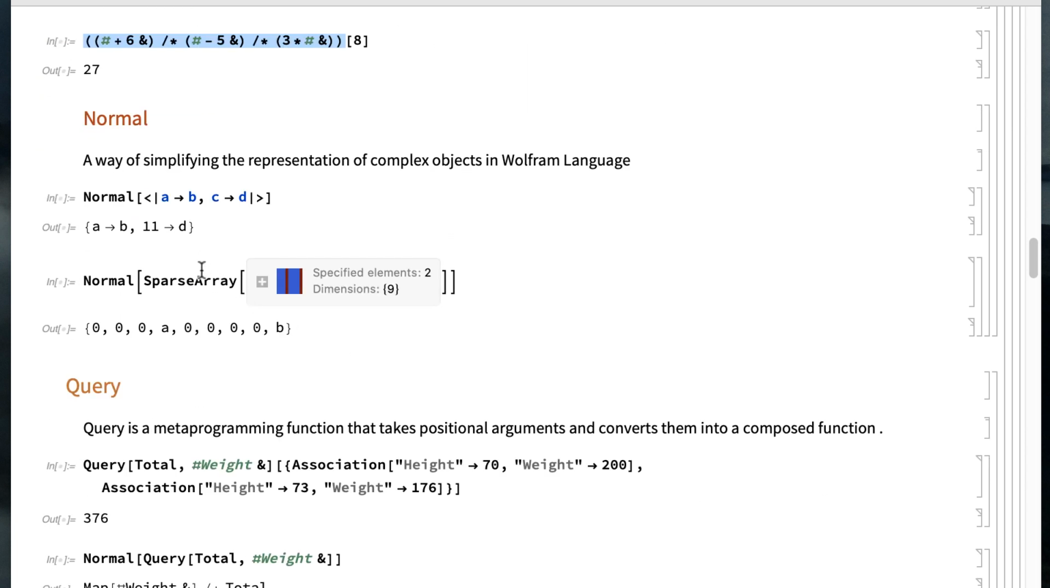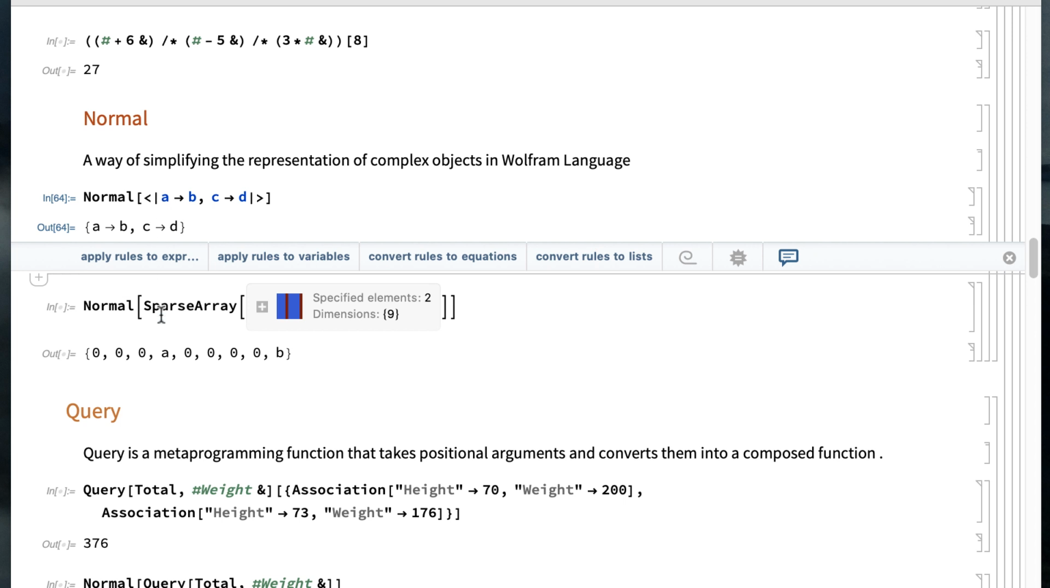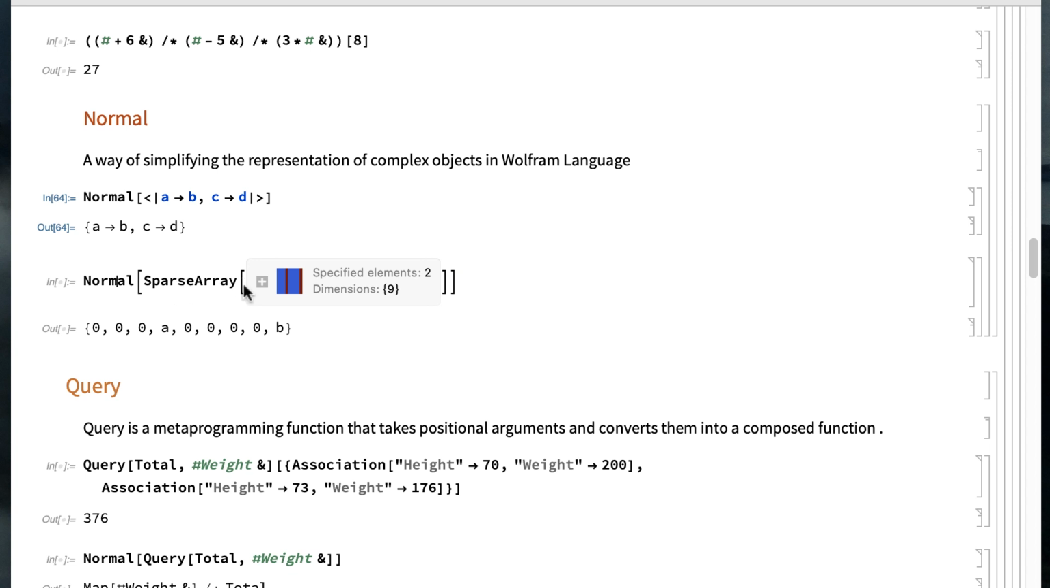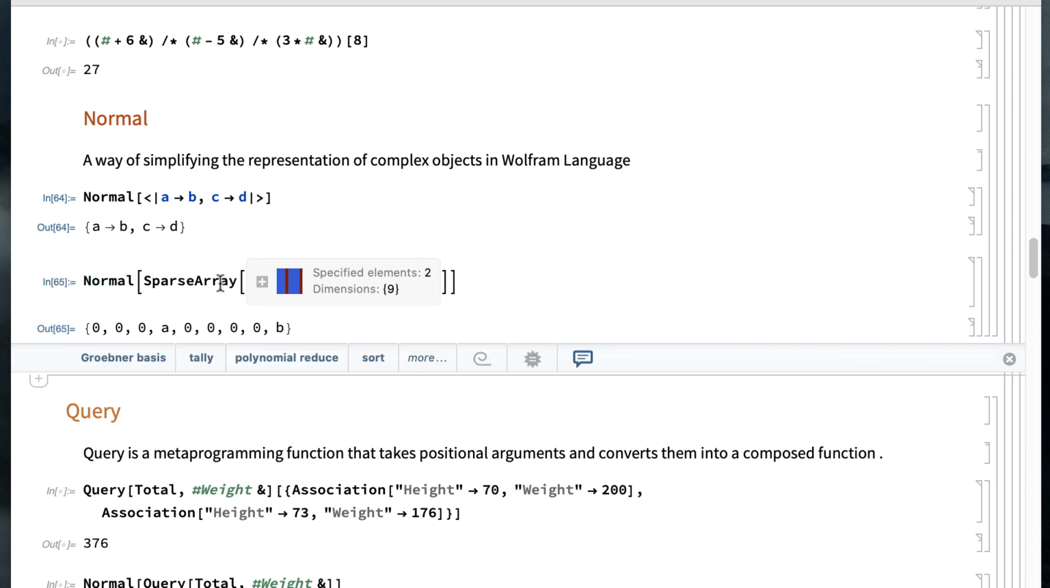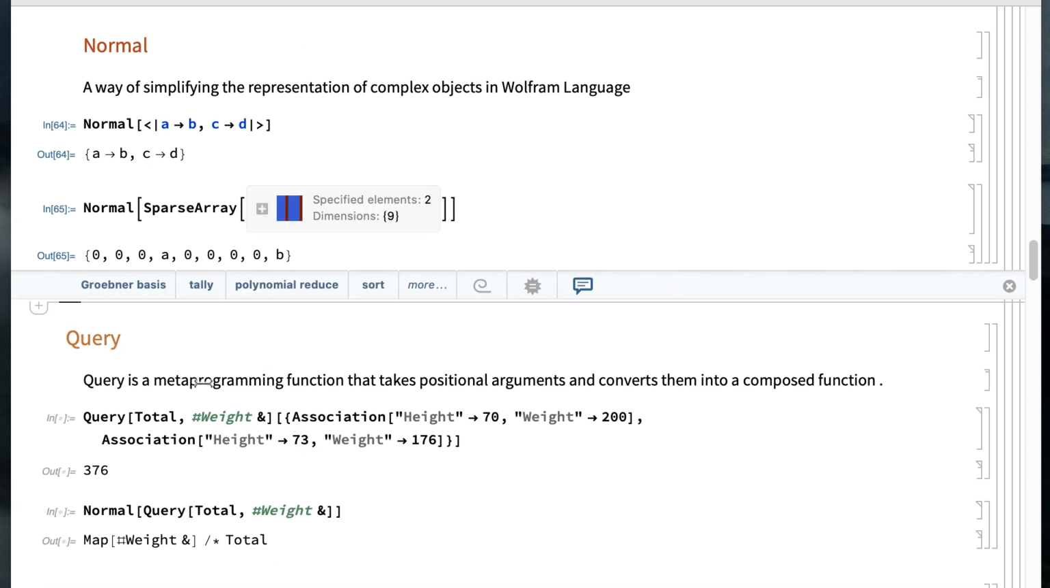The language produces very elaborate constructions. Here's an association. And supposing I don't want it as an association, I just want it as a list. And so it's basically going to simplify it. Here's something we're not going to work a lot with, which is a sparse array, just to show you that it's some complicated thing. And if I say normal, it's put in a simple form. Okay? You see me writing normal, it's just to put things in a simpler form.